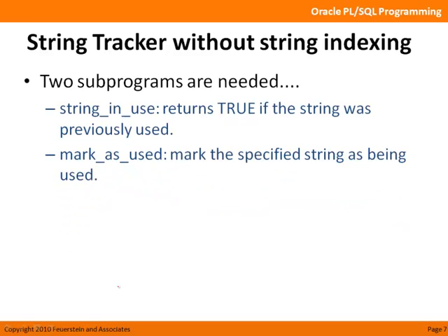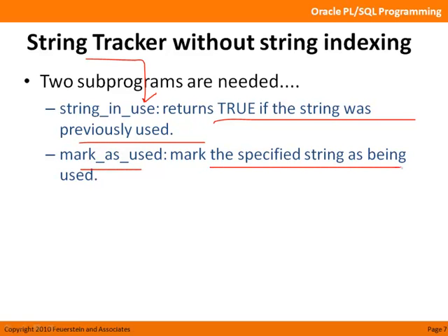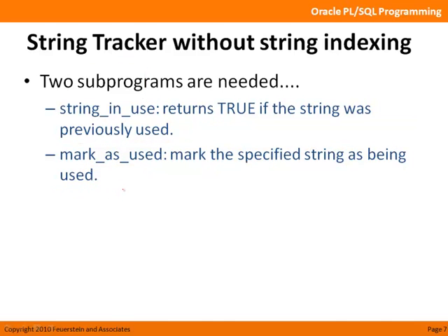Now, generally speaking, two subprograms are needed here. One is called string in use. Is the string in use? It returns true or false. Returns true if the string was previously used. The other marks a string as used. I mark the specified string as being used. So that's basically the API, the programs I need to build.